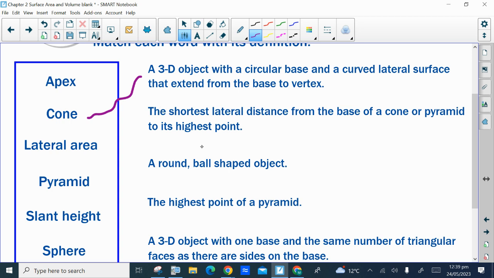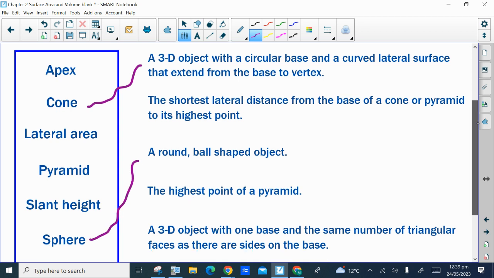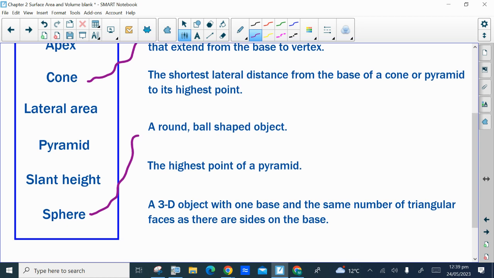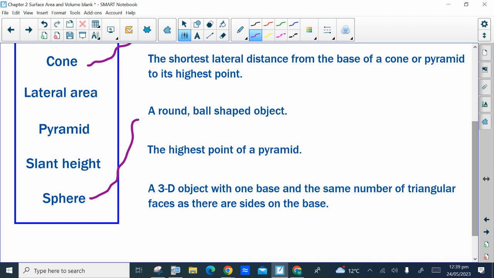Okay, if we skip down to this next one, a round ball-shaped object, that is a sphere. A sphere is a ball. The only difference is that it's three-dimensional. Okay, that's what makes it different than a circle. Let's skip down to the last one, a 3D object with one base and the same number of triangular faces as there are sides on the base. Well, that's the pyramid that we looked at on that first page. It has a base, it can be square or rectangular, but the faces are all triangles.